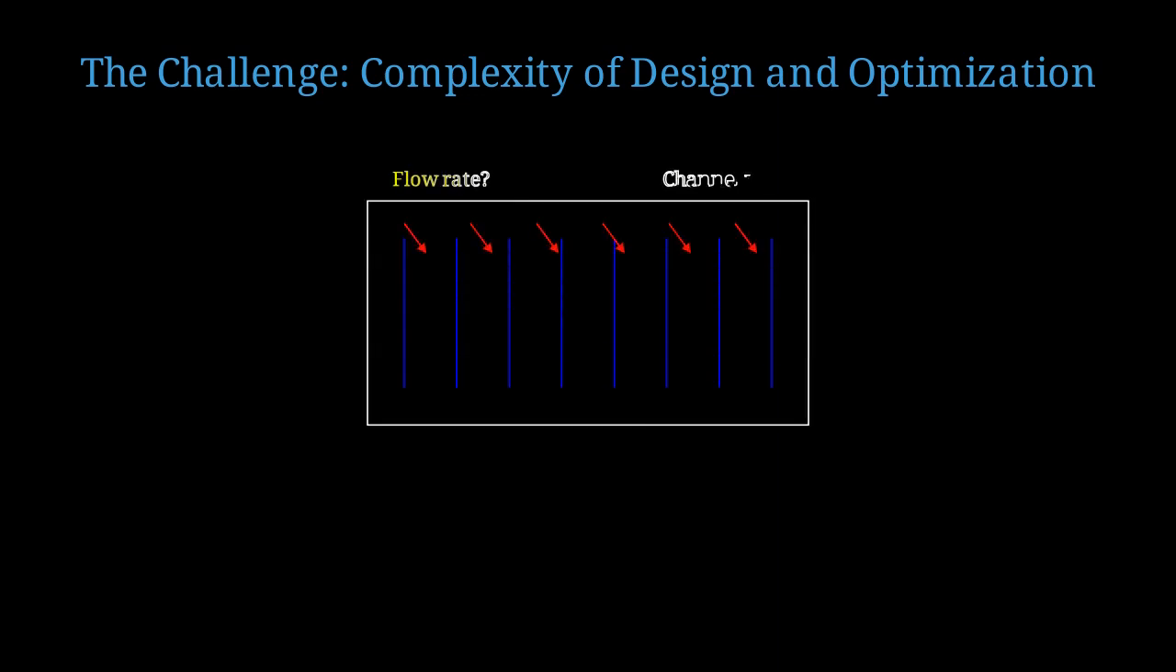Now here's the challenge. Designing and optimizing microfluidic experiments is incredibly complex. There are thousands of parameters to consider: flow rates, channel geometries, fluid properties, temperature, mixing times, and more. A typical microfluidic experiment might have dozens of channels, multiple inlets, variable flow rates, and complex geometries. Each parameter affects the outcome. Finding the optimal combination through trial and error would take years.